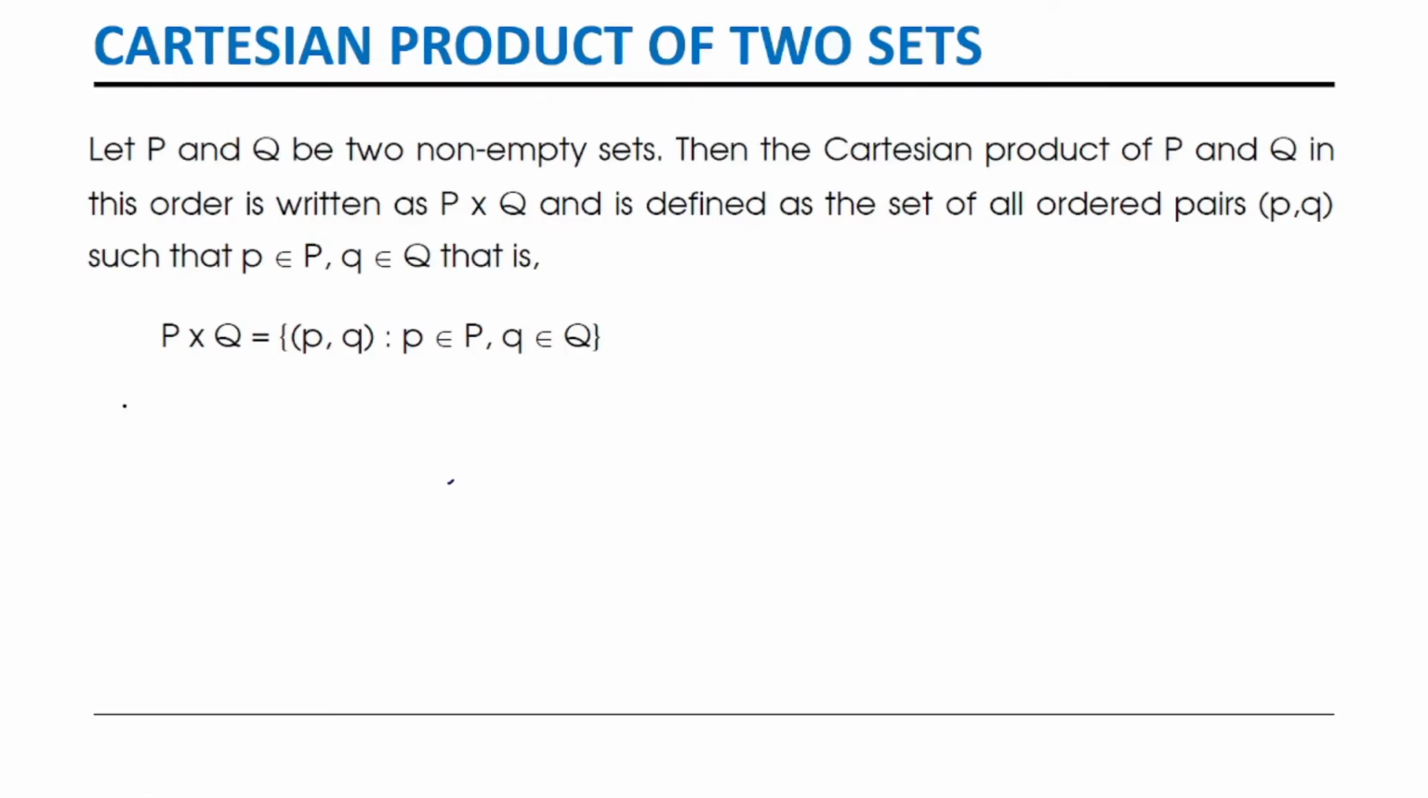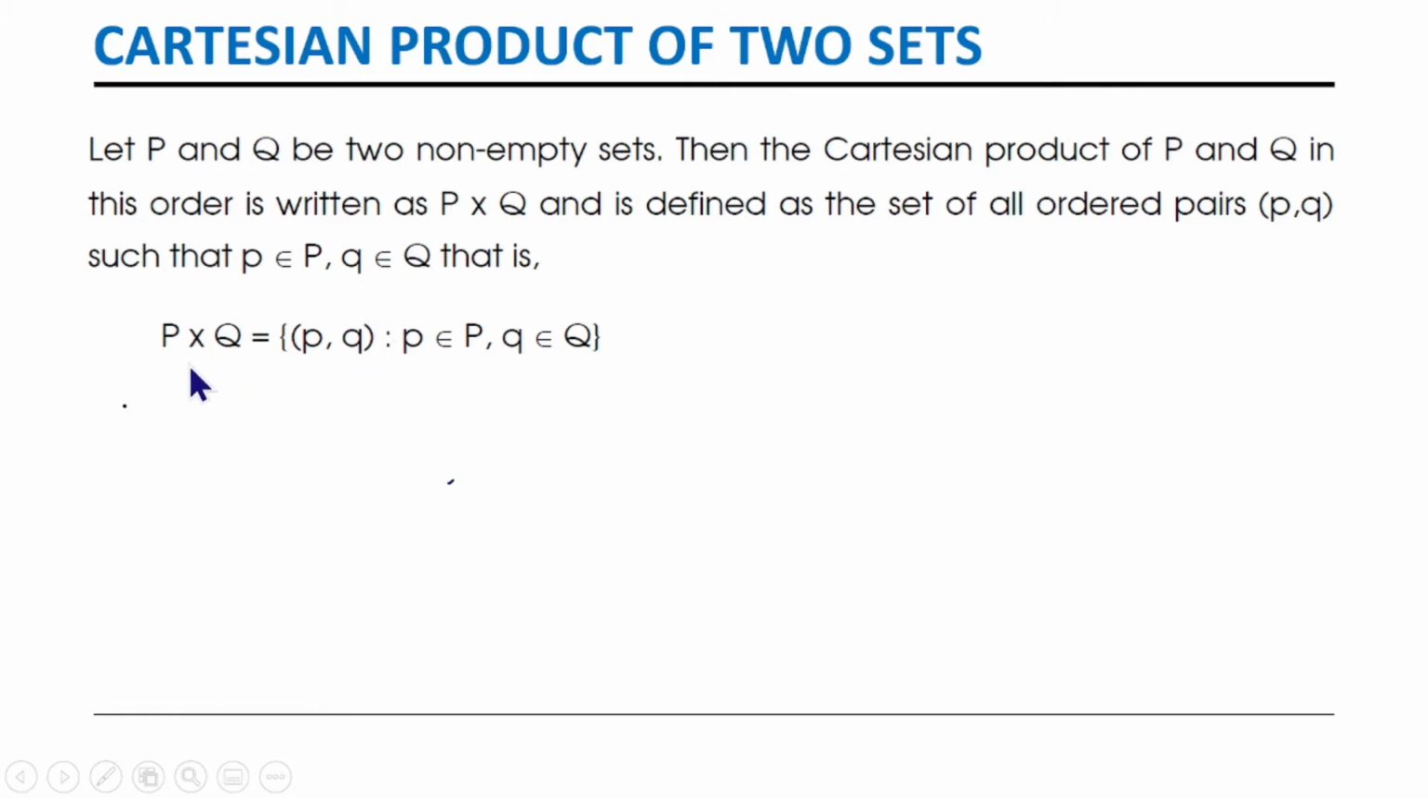Now we will see what the Cartesian product of two sets is. Let P and Q be two non-empty sets. Then the Cartesian product of P and Q in this order is written as P cross Q and is defined as the set of all ordered pairs (p, q) such that p belongs to P and small q belongs to Q.